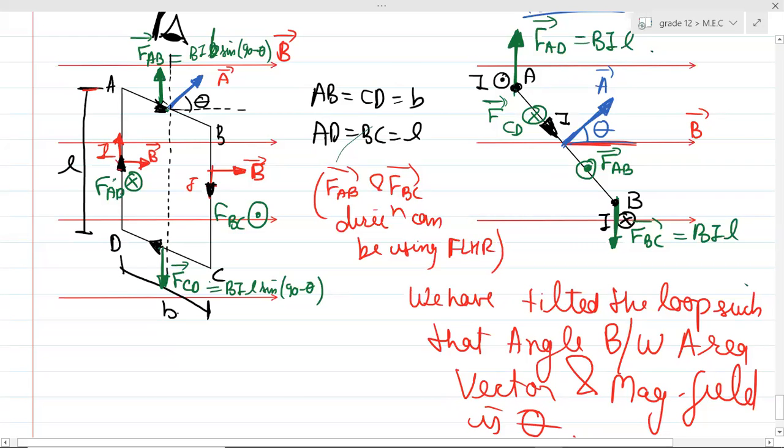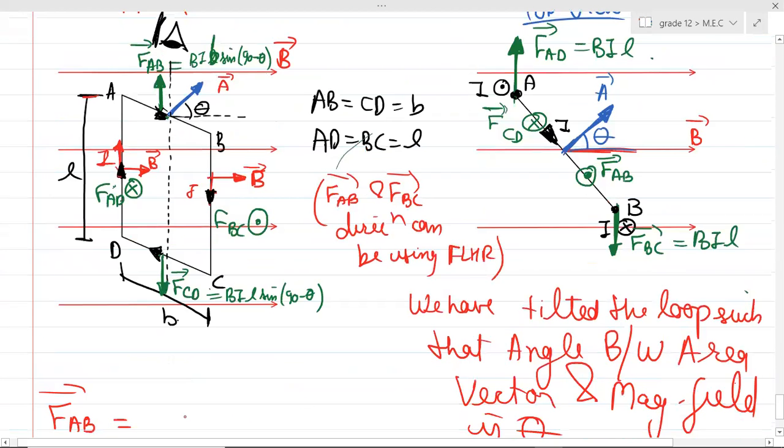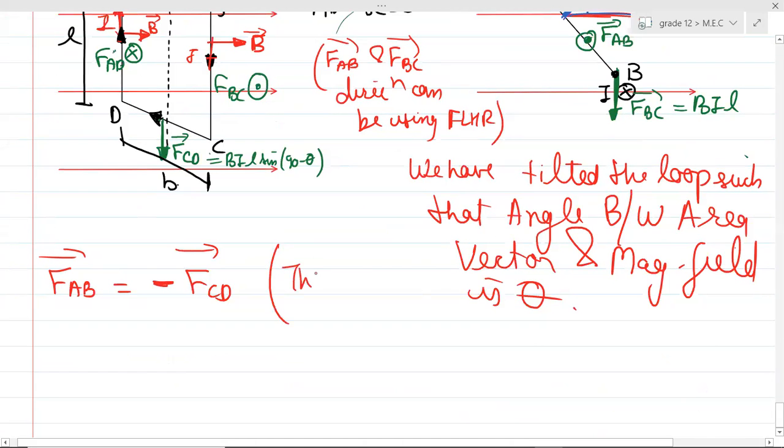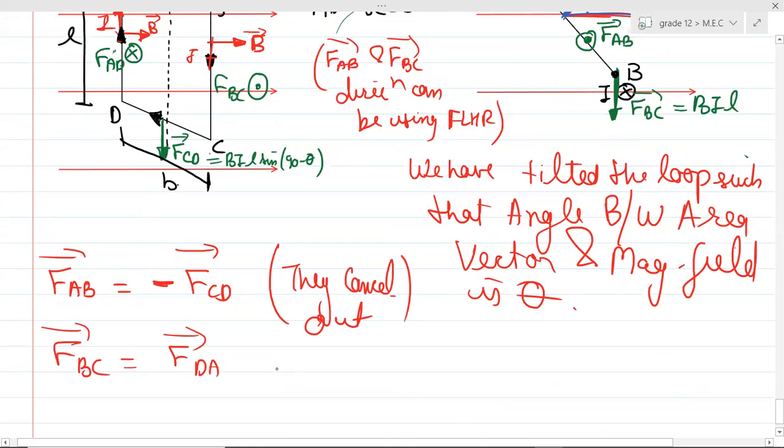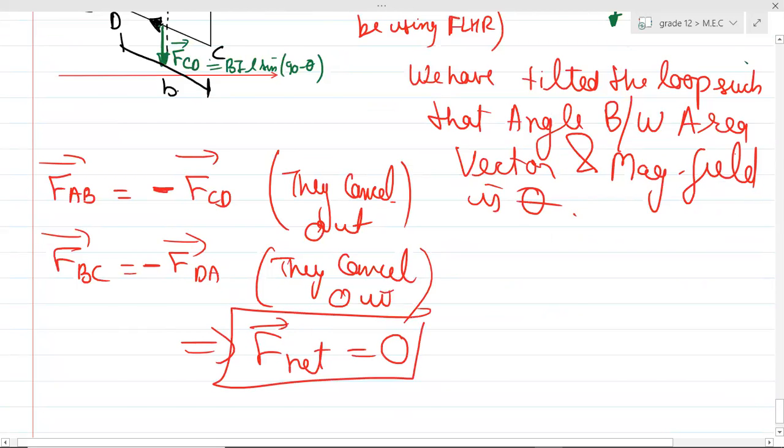Now can you see over here, the force on AB is basically the negative of the force on CD. Yes or no? So basically they cancel out. And similarly, the force on BC and the force on DA are again negative vectors of each other, so they cancel out. Are you getting my point? That's why the net force is 0.